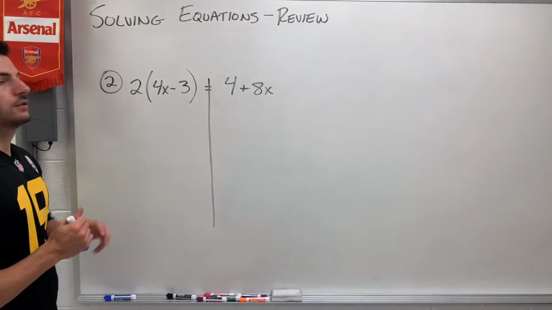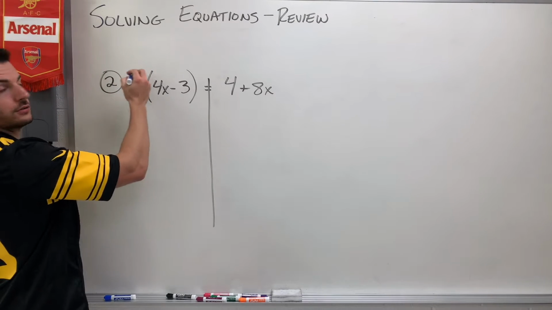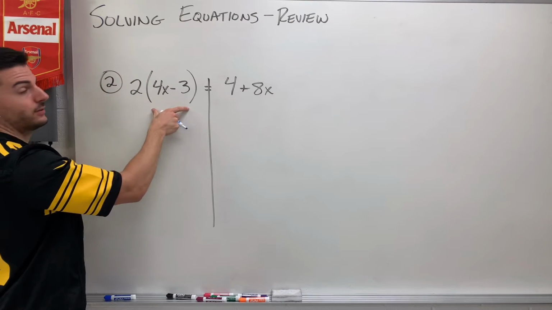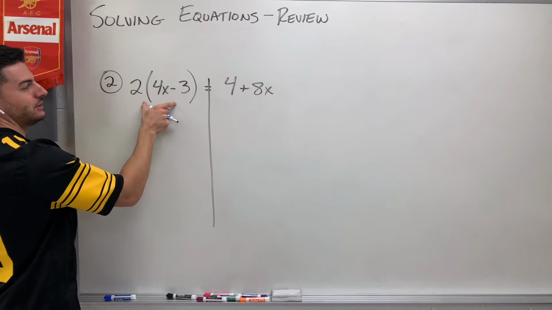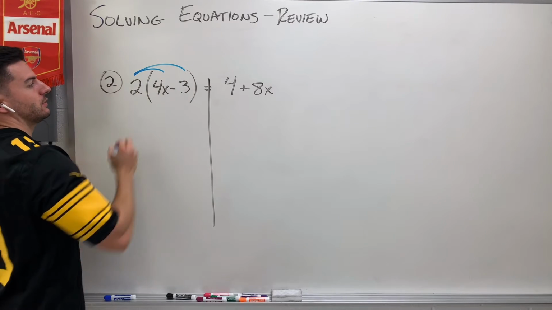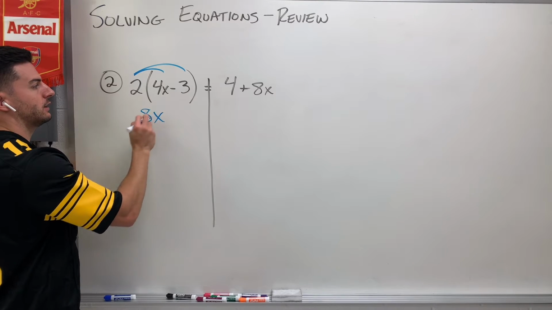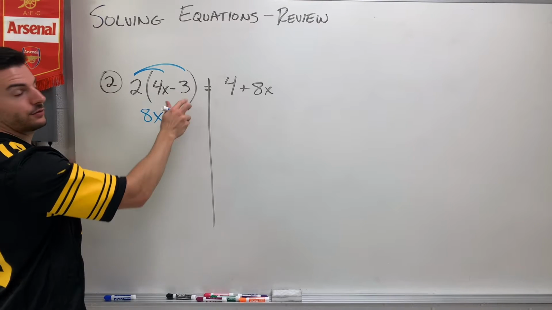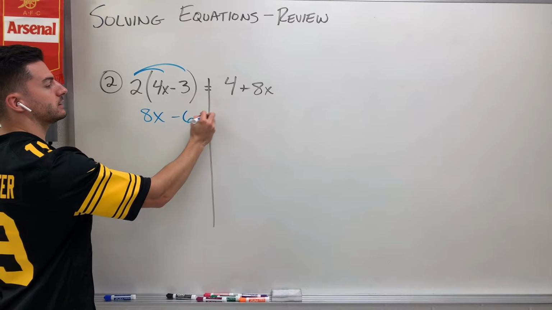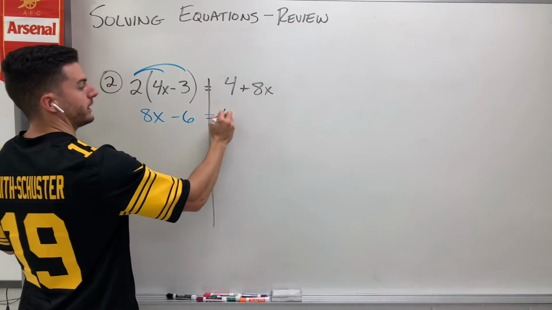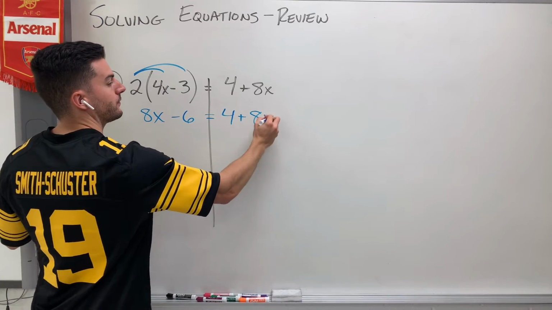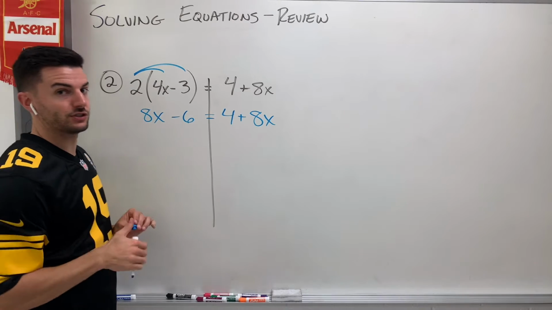So we've got the 2 multiplied by this group, and nothing to simplify over here. So I distribute there. I do 2 times 4x, which would be 8x. And then 2 times this negative 3 would be negative 6. And then this right side stays the same. All right, so distribution, step 1.